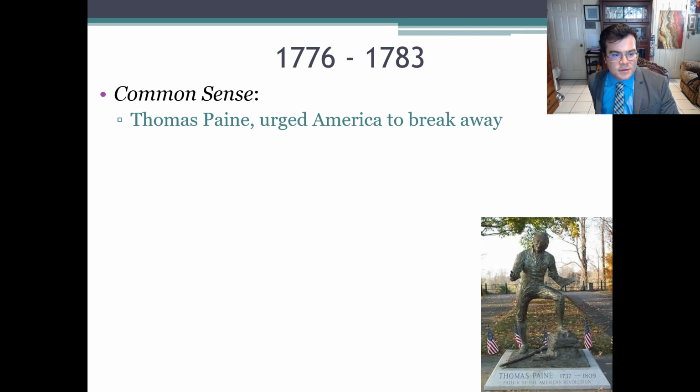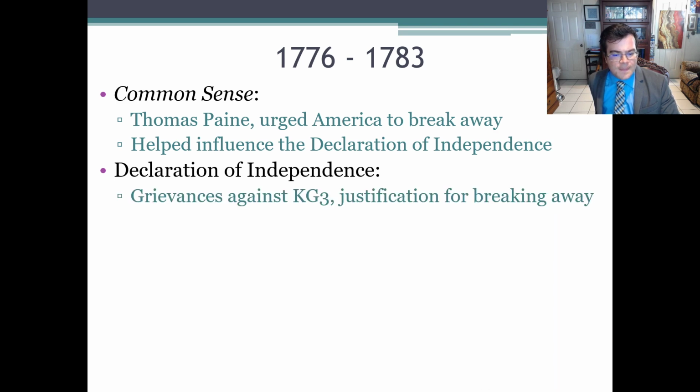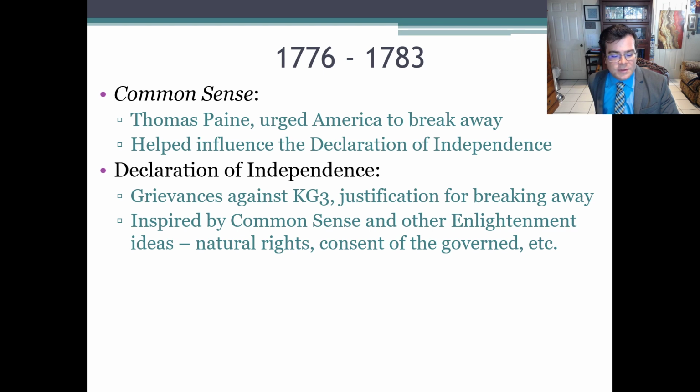But then we have prolific writers like Thomas Paine writing stuff like Common Sense that says, hey, there's no turning back, guys. We have to break away. We need the Declaration of Independence. Then the Declaration of Independence shows all the problems that King George III was causing. They list the grievances, kind of like a divorce. They're like, hey, it's not working out. We're breaking up. These are the reasons why. And so Common Sense and the Declaration of Independence are influenced by the Enlightenment, right? Like natural rights, consent of the governed.